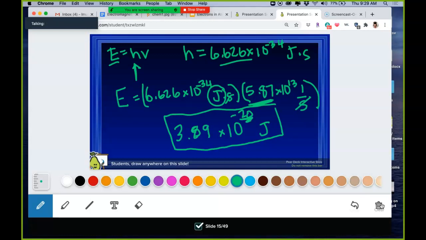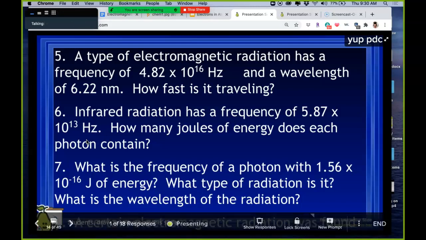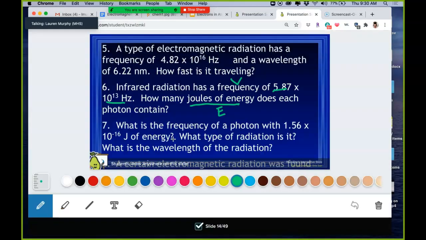Okay, so we're going to try another one. All right, so number 7. What is the frequency? That's what letter? That's v of a photon. This just means particle of light. And I give you its energy. So I give you E.